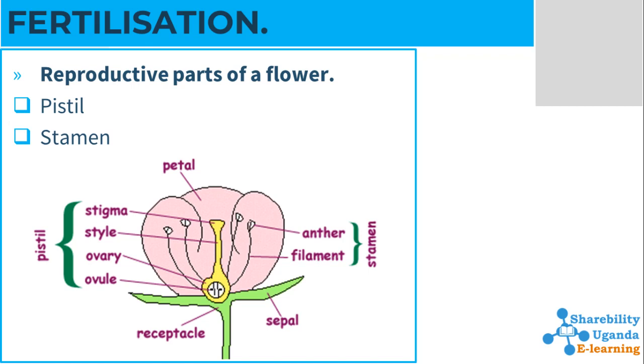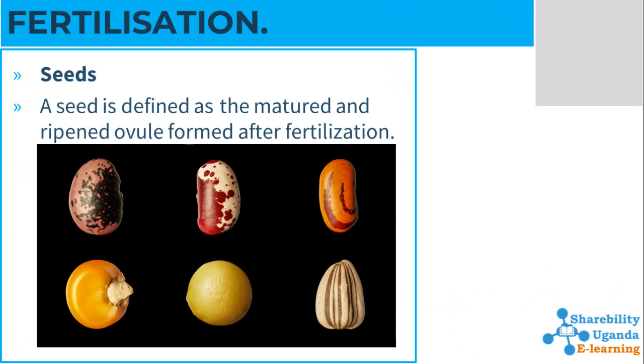The pollen grains are transferred to the stigma by a pollinating agent, and then transferred through the pollen tube to the ovary during the process of pollination. Let us rush and look at seeds. A seed is defined as the matured and ripened ovule formed after fertilization. Well, after fertilization has taken place, the result is a seed.